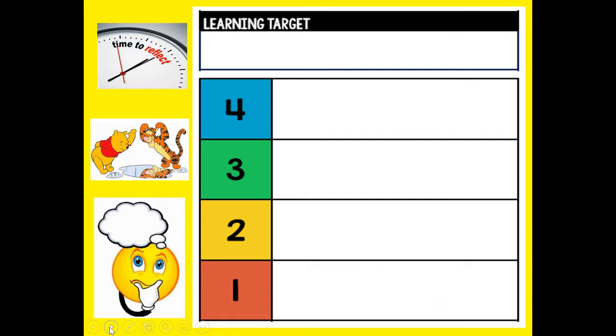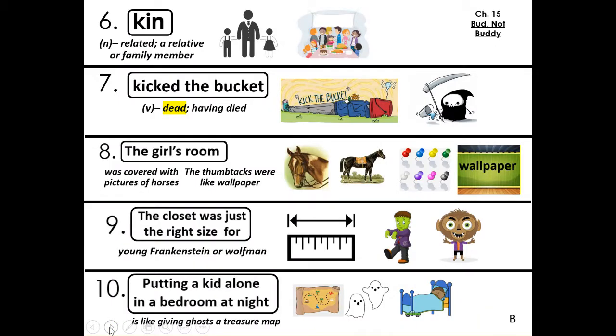So, and oh, I'm going to go back. What you need to do is push pause. Make sure you have all of these five words for 6 to 10 and a short definition or how Bud described the girl's room, the closet, and being alone in the room. And then have a quick picture or sketch for each. And then when you're finished, push play.